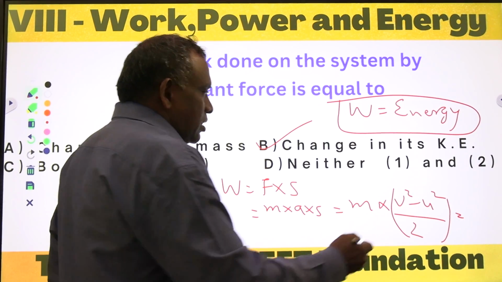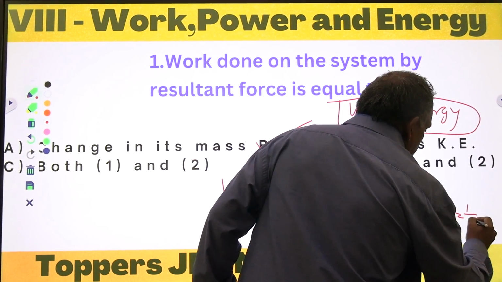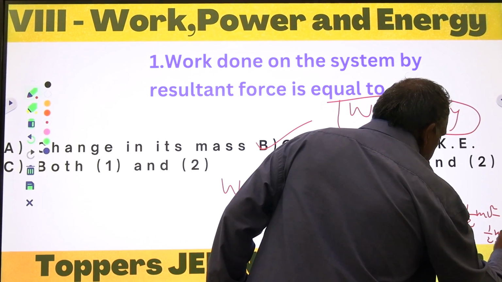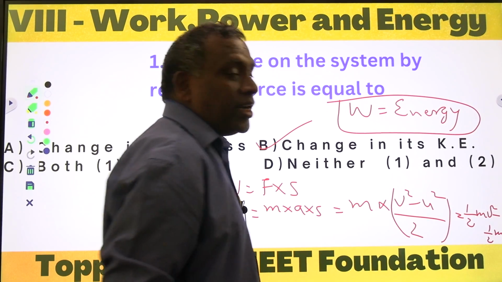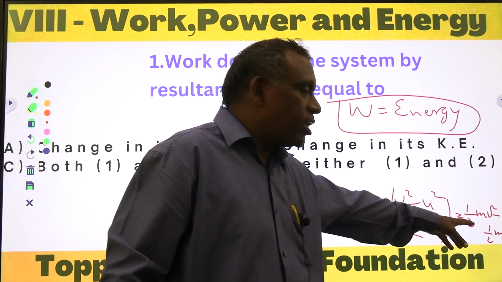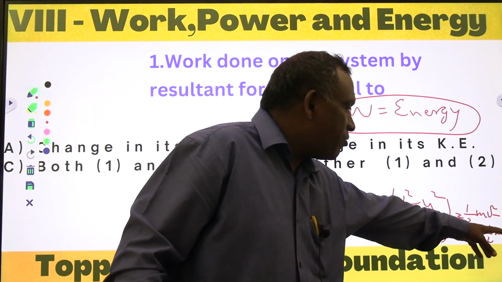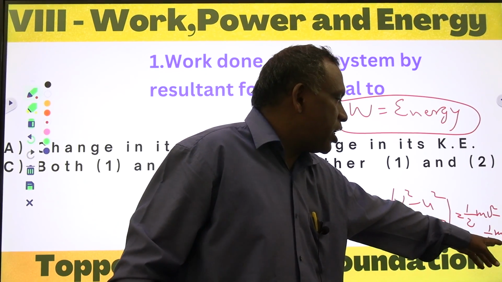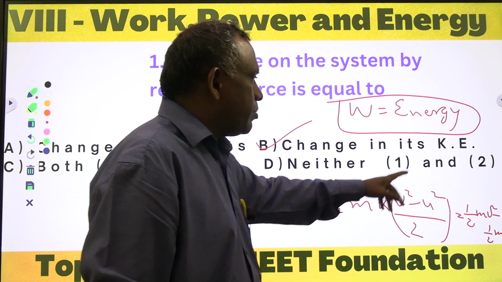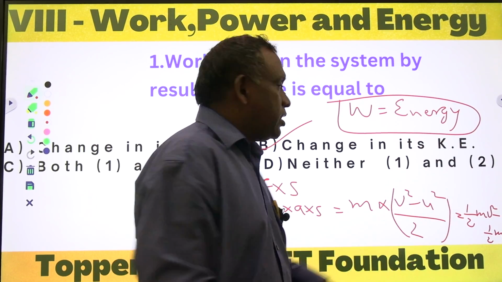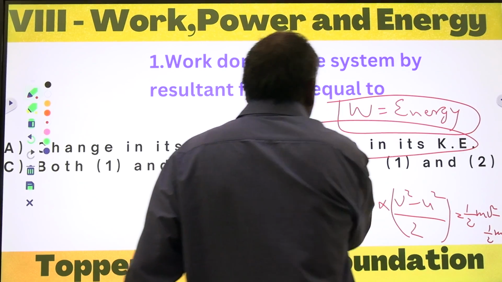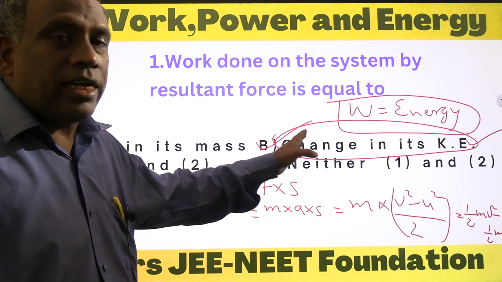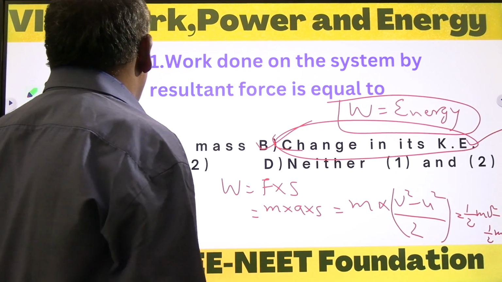Half mv square minus half mu square is nothing but kinetic energy. Half mv square is the final kinetic energy, half mu square is the initial kinetic energy. Final kinetic energy minus initial kinetic energy is the change in kinetic energy. That's why the option change in kinetic energy is the correct answer for this question.